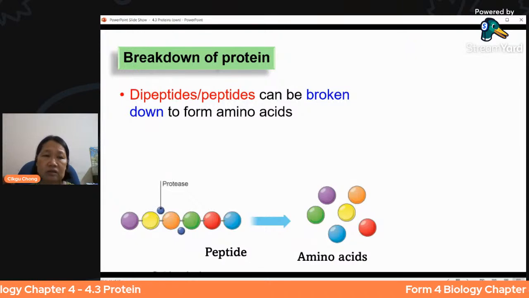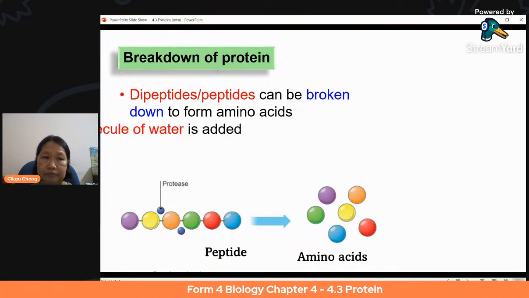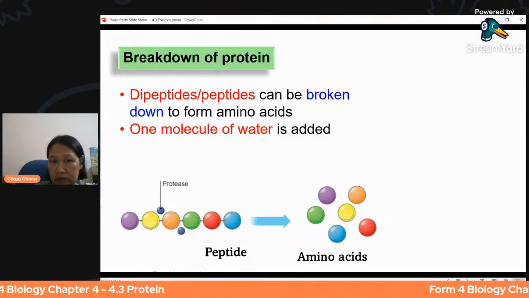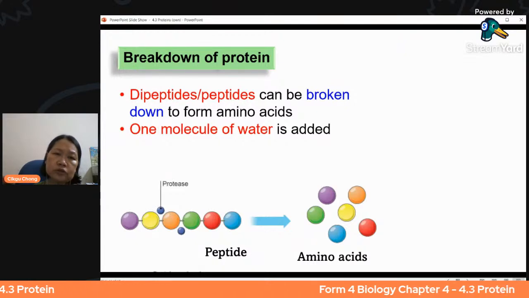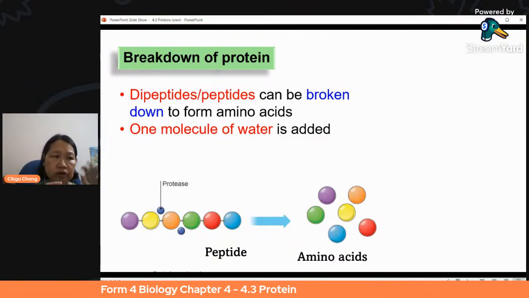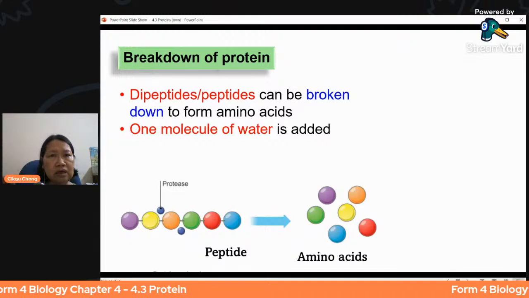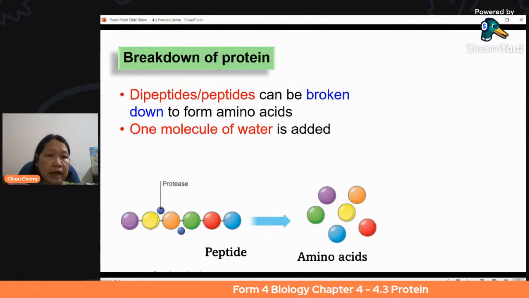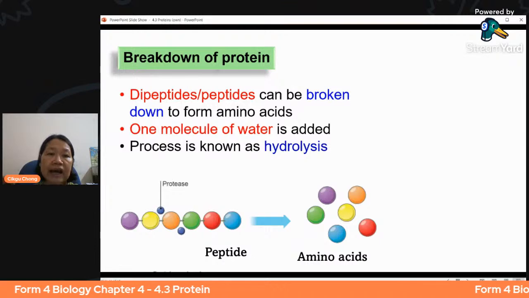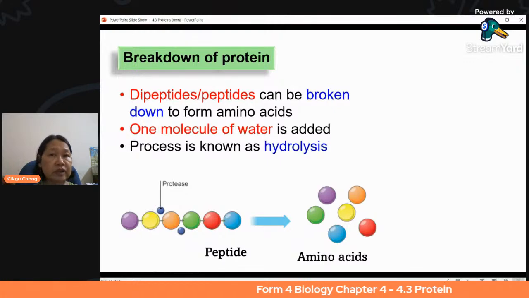So dipeptides or peptides can be broken down to form amino acids. It can also happen. Because you took away one molecule of water in order to form the bond, now if you want to break the bond, you got to put back your H2O inside, because your H has to attach to the amino group, okay? Your OH has to go back to the carboxyl group there. So you got to bring back your water, okay? So this process is known as hydrolysis. Same name that you have learned for the carbohydrate in the previous lesson.